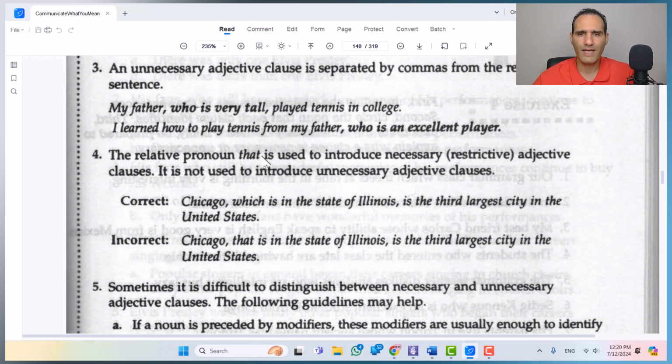Relative pronoun that is not followed by the comma. We know about it. Here it says Chicago because there is just one Chicago. We don't need this adjective clause. It is unnecessary, which is in the state of Illinois. If there was another Chicago in another country, then the adjective clause would be necessary. So here, Chicago, comma, that, incorrect; Chicago, comma, which, comma, correct; with which, that, without a comma.